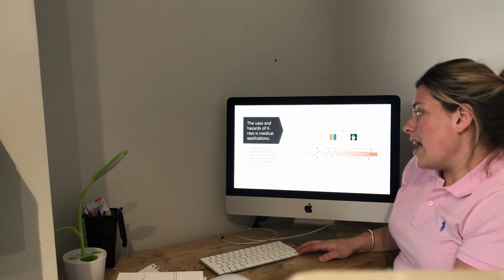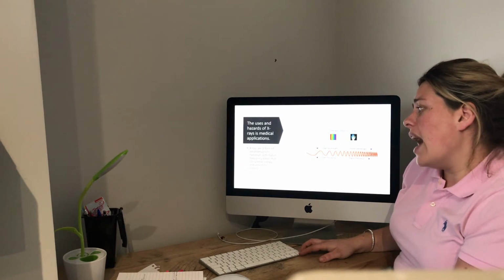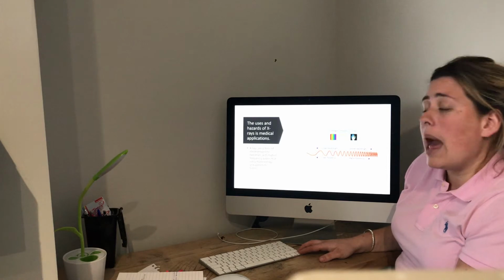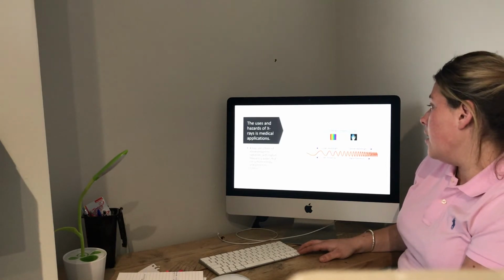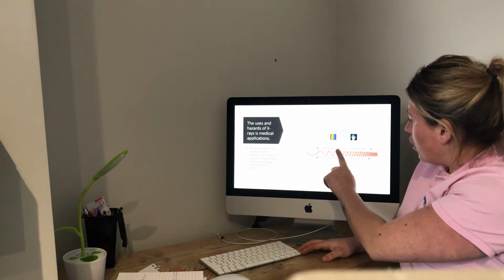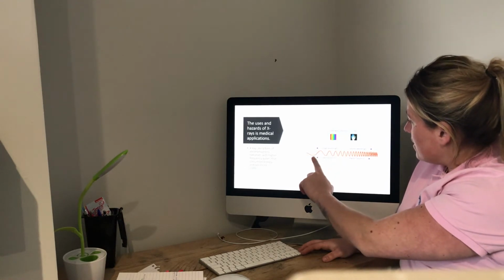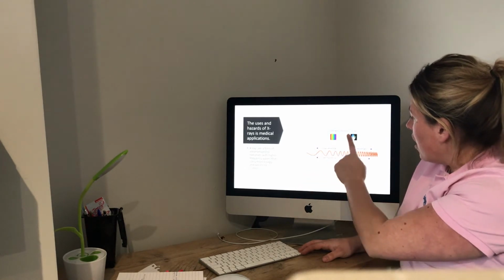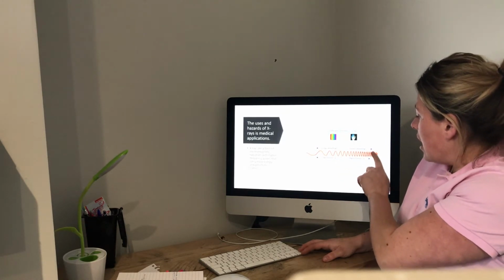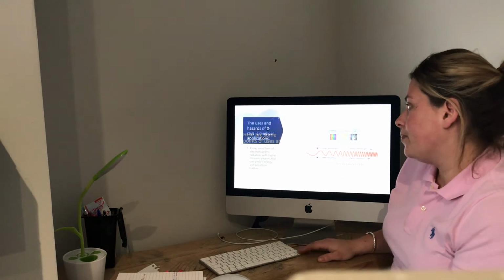The uses and hazards of X-rays in medical applications. X-rays are a form of electromagnetic radiation with higher frequency waves that carry more energy and penetrate a lot further. As you can see on this diagram here, it shows you the longer but lower frequency visible light, and the X-rays, shorter wavelength, higher frequency, and there's a lot more there.